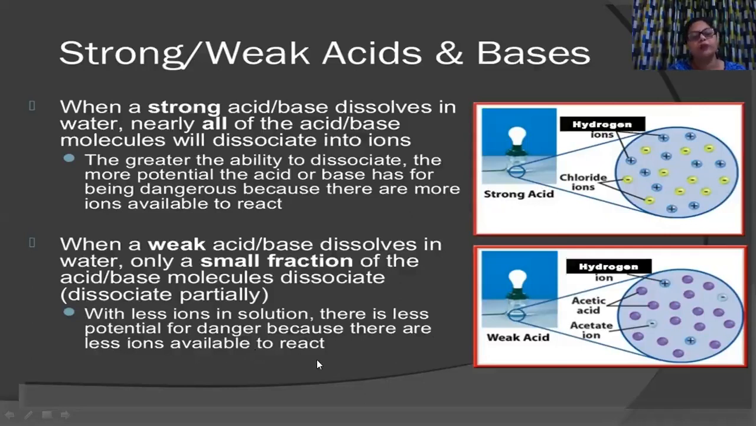So the reaction will not be very vigorous. Here you can compare the number of H plus ions in this strong acid and in weak acid. In the acetic acid, more acetic acid molecules are present in their original form, whereas only 2 molecules of acetic acid have broken down into ions. So there are only 2 hydrogen ions, and in this case there are many hydrogen ions. So we will consider this complete dissociation as strong acids and partial dissociation as weak acid.